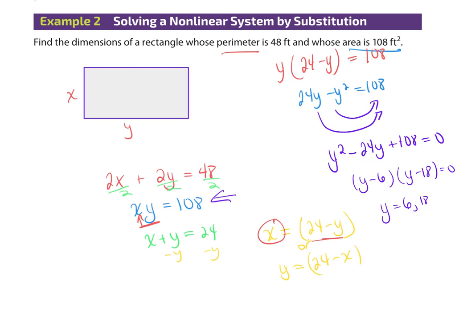So it's going to be 6 feet by 18 feet. Those are my dimensions. And you can check it. Would that give you a perimeter of 48? Would that give you an area of 108? You can double check it.